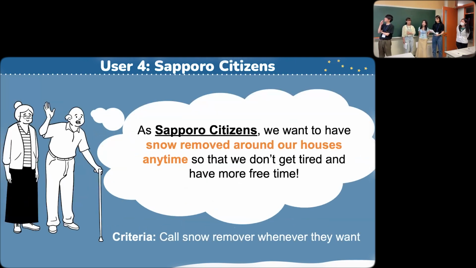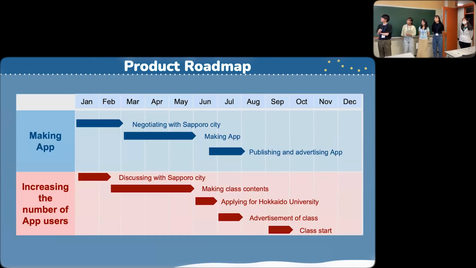The fourth user is Sapporo citizens. And the criteria is they can call a snow remover whenever they want. This is the product of us. We think that it takes about one year to complete.